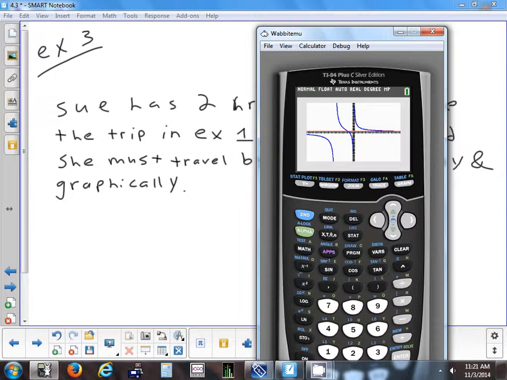Okay, it looks like it's pretty close. It's hard to tell if they're intersecting. Let's try. They do intersect, but I'm not sure if it's on my screen. Yeah, I guess just barely. So it's 46.46. If she wants to complete the trip in 2 hours, that would be the speed of the car.